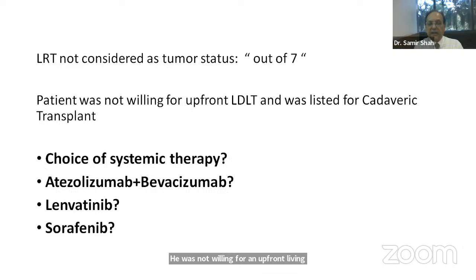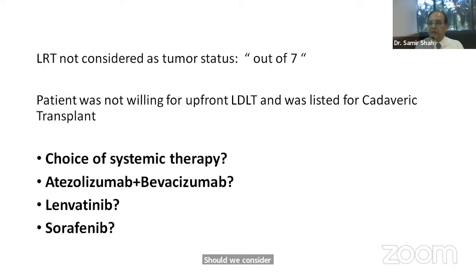So looking at our options while we were waiting for a cadaver transplant, what should be the choice of systemic therapy with the background that he is listed for a cadaver transplant? Should we go ahead with atezolizumab-bevacizumab, which is the standard of care for systemic therapy in this patient? Should we consider lenvatinib? Or is there any role of sorafenib? So I would like any of you to take up.